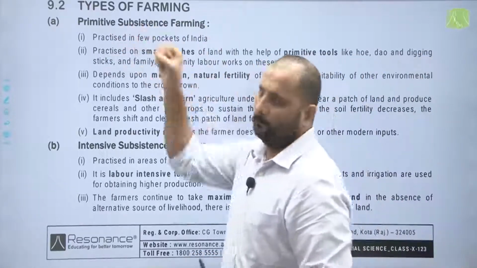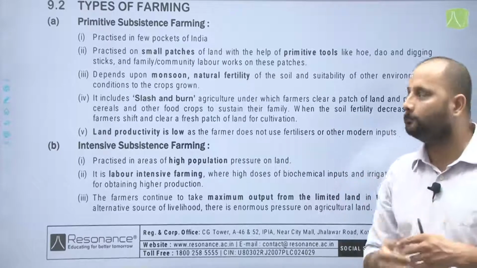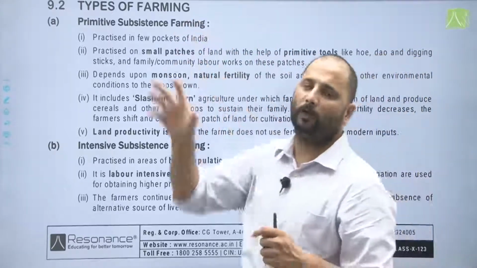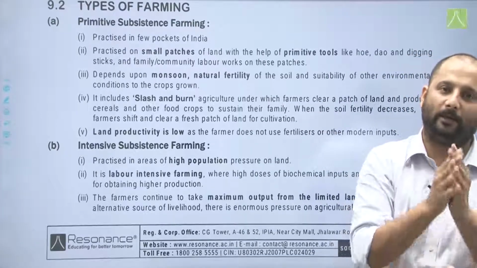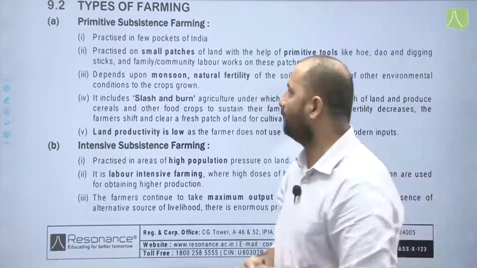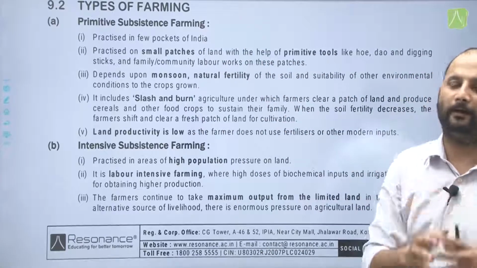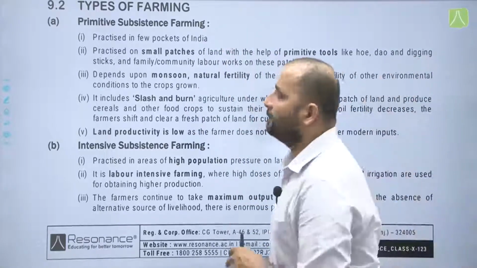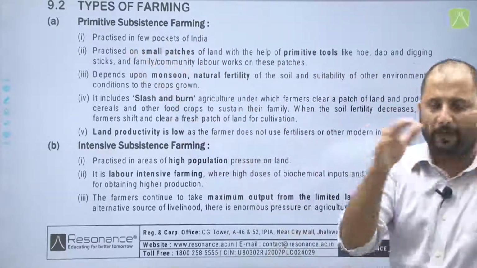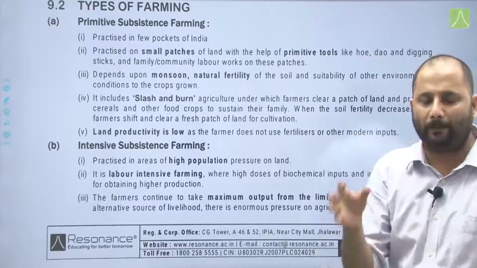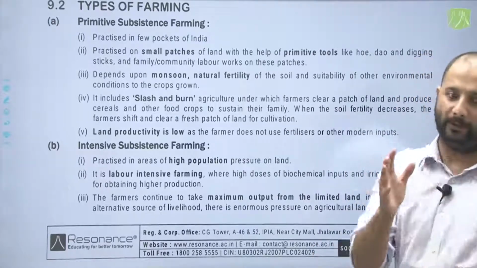Now, primitive, as the name suggests, is something traditionally done. Subsistence is not a new word for us. We studied this word in class 8, which had a chapter related to agriculture, and even in class 9 you have a topic called subsistence crisis. Here the farmers produce on a very small piece of land, bare enough to meet their own requirements or needs.